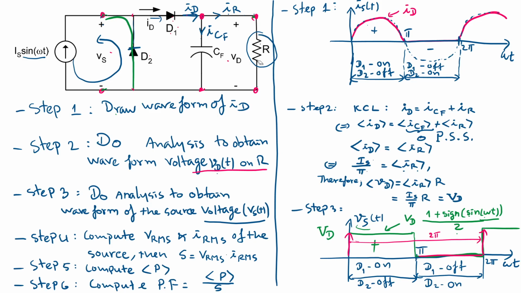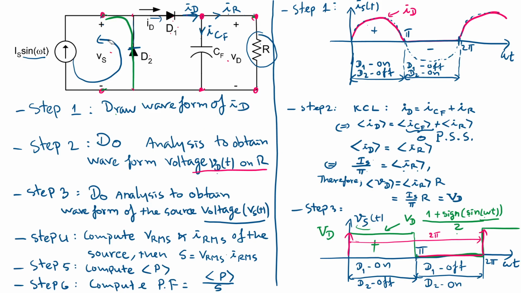Then we can compute the average voltage VD here, which is just current times resistance. And from the assumption, this average voltage is capital VD, because we have a storage element here, so VD itself is approximately equal to this capital VD. And then you can make an analysis to find Vs.